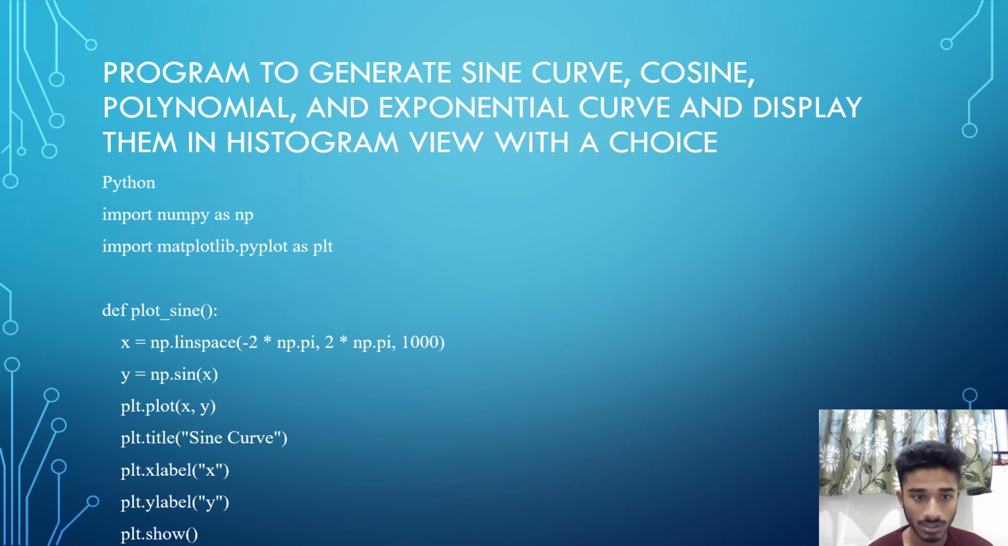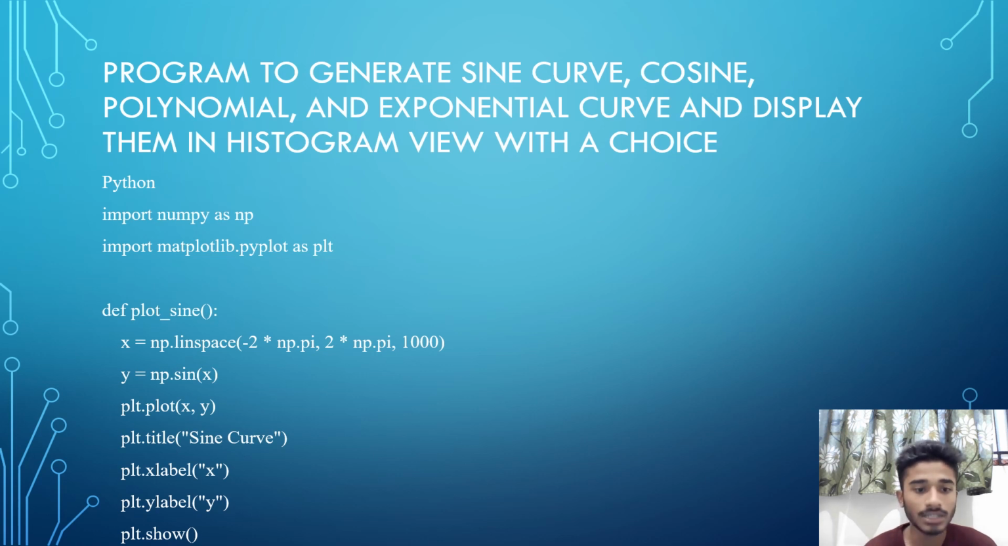The first function we are writing here is def plot_sine. Under this function we are going to define the sine curve. Variable x is equal to np.linspace. Inside the bracket we write the values of the sine curve, which is -2 * np.pi, 2 * np.pi, 1000. The next statement is y = np.sin(x).